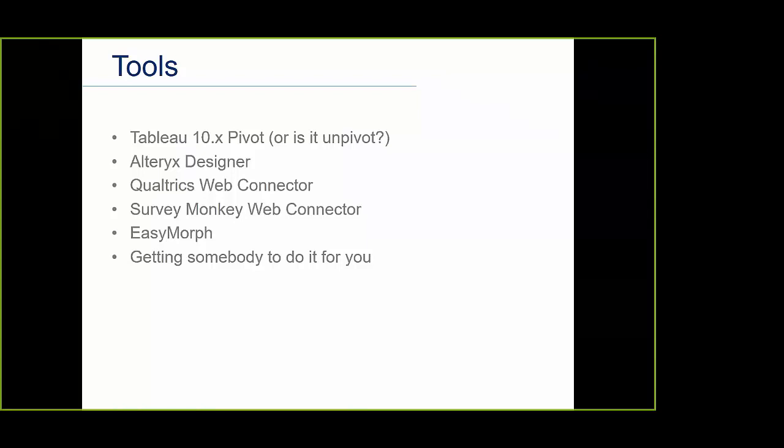Qualtrics has a web connector that will do the reshaping for you. I'll be honest, I think it's overpriced and doesn't have quite the flexibility that I would need. I know SurveyMonkey has a web connector that will get your data just so. I've not used it. The tool that I am most excited about that's recently come along, it's been around for a while. When I say come along, I only became aware of it maybe 3-4 months ago, is a tool called EasyMorph.